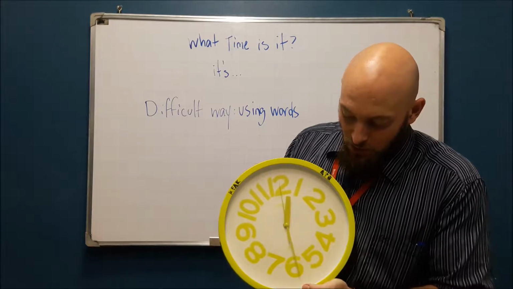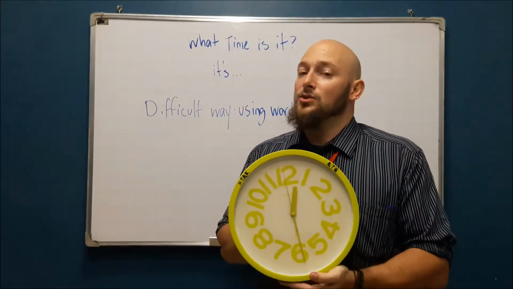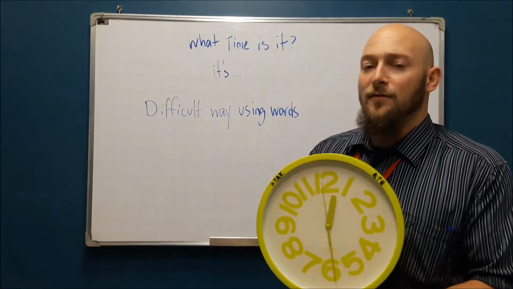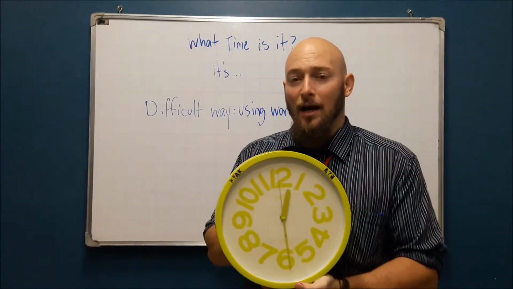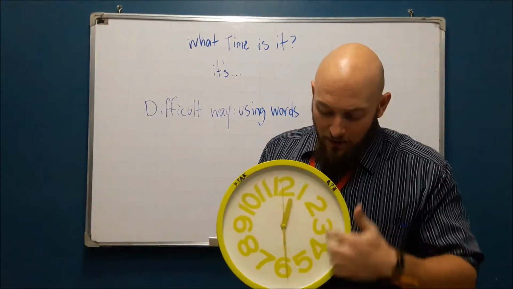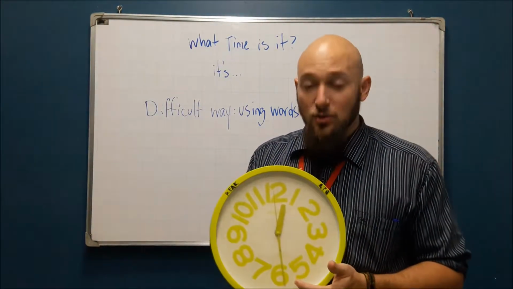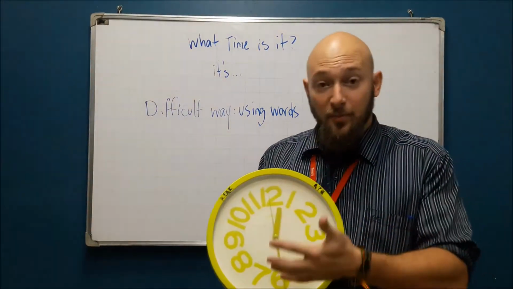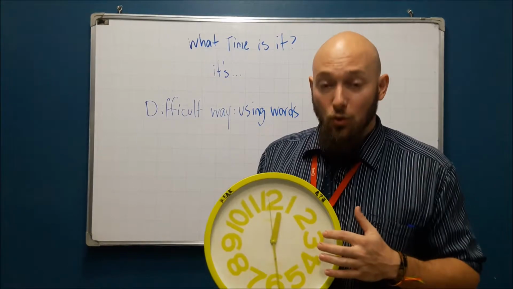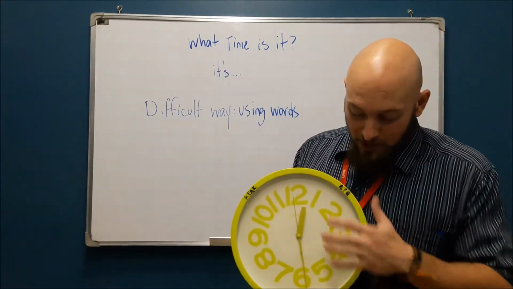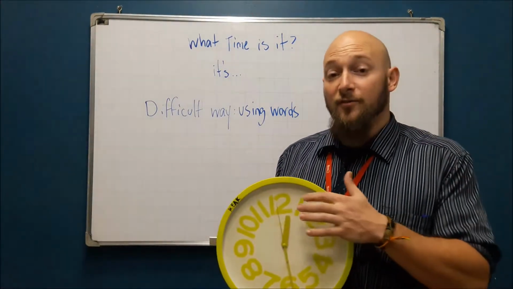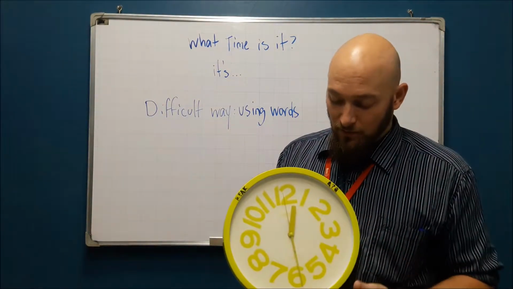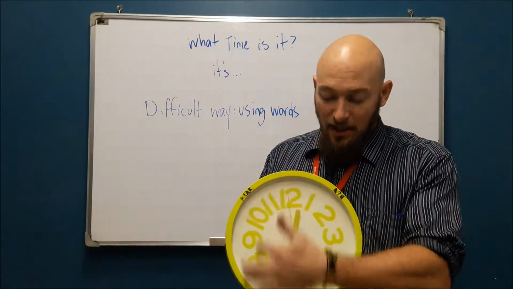Now we get to the easy way, 12:30. 12:30 or half past 12. On this part of the clock, it's always going to be past. Just to do a little review, 5 past, 10 past, quarter past, 20 past, 25 past, and now we have half past 12. Okay?